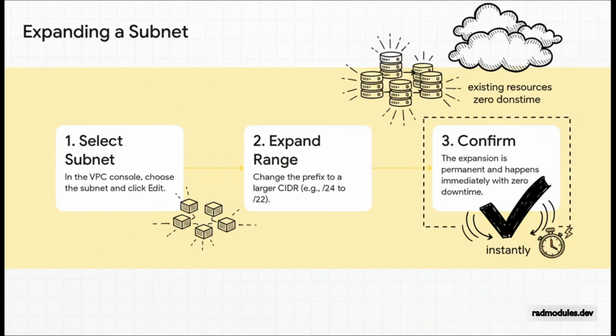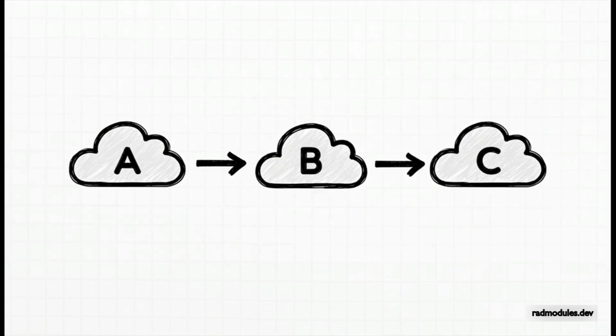You just expand the subnet. You edit the address range to make it bigger. And the best part? Absolutely zero downtime. It's instant and non-disruptive. Now let's talk about connecting whole networks together.